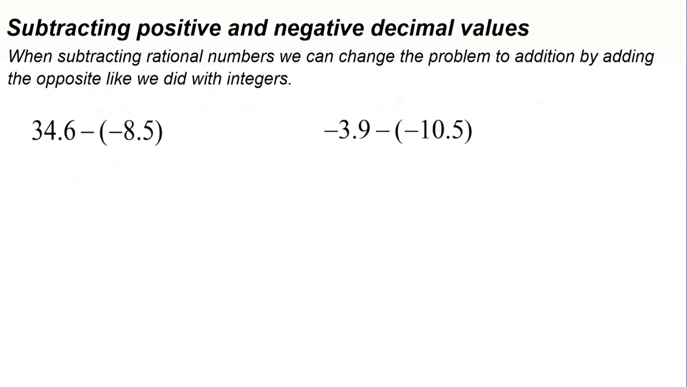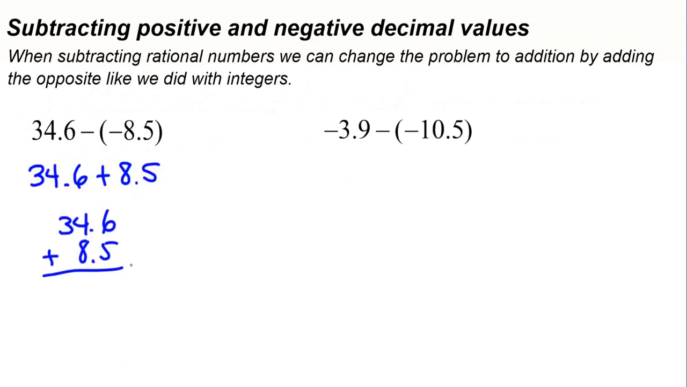For example, 34.6 minus a negative 8.5. This is simply addition because taking away a negative is like adding a positive. So 34.6 plus 8.5. When we add these values together like we do with decimals, we get 43.1 as our answer.